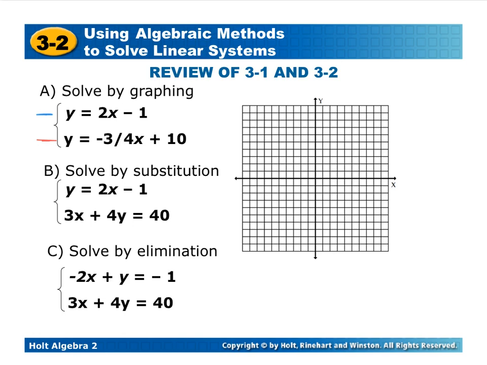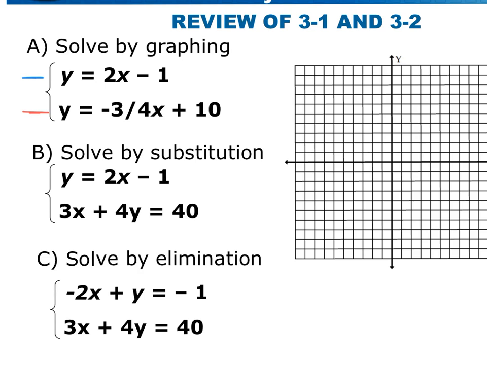So, here we are going to focus on graphing to solve a system of equations. You see over here that I've denoted the y equals 2x minus 1 as the blue line. The red line will be the y equals negative 3 over 4x plus 10. We begin by plotting the point negative 1, since that's the y-intercept, at negative 1 on the y-axis.